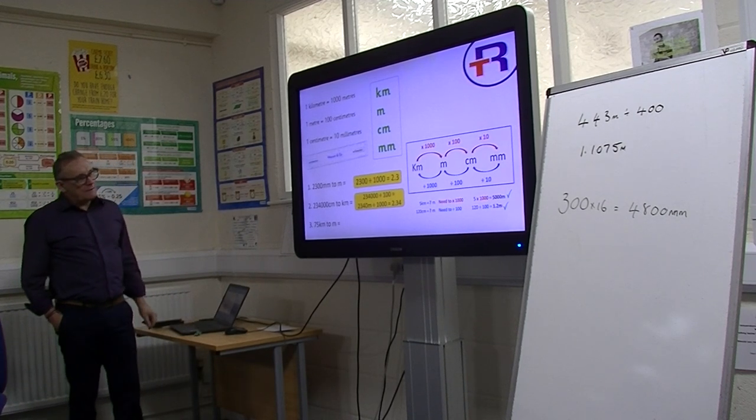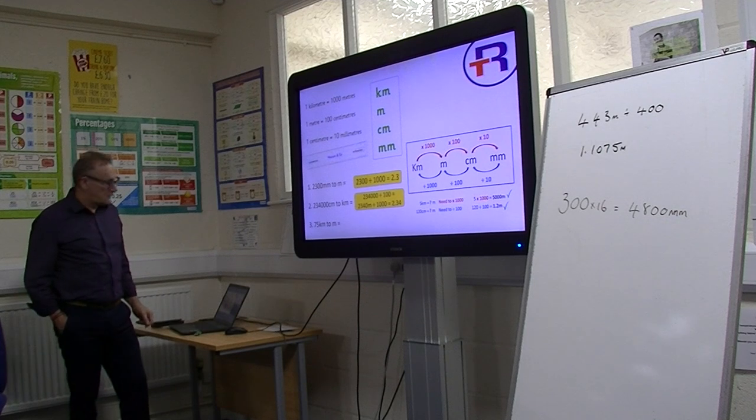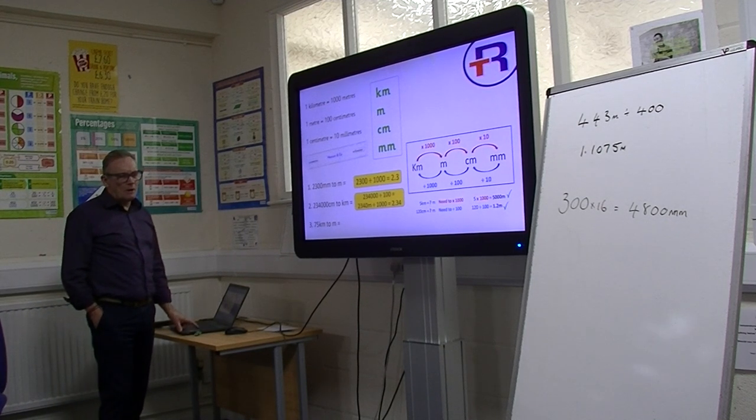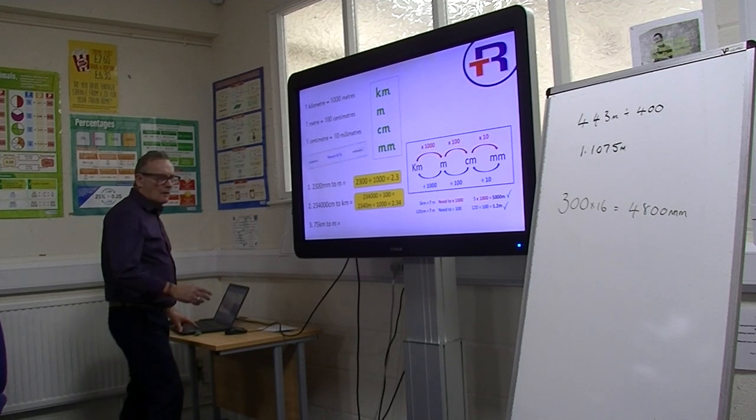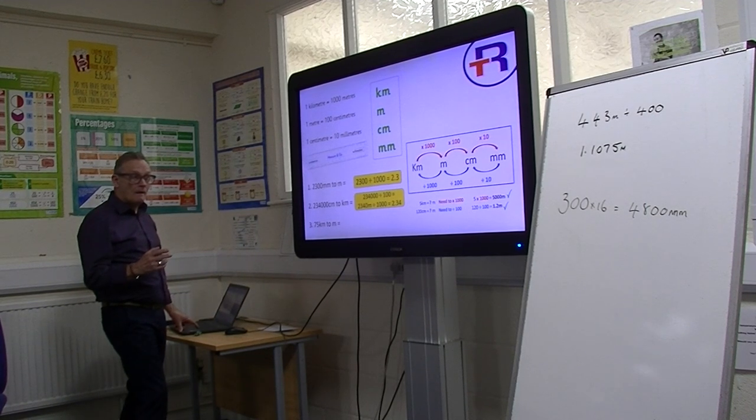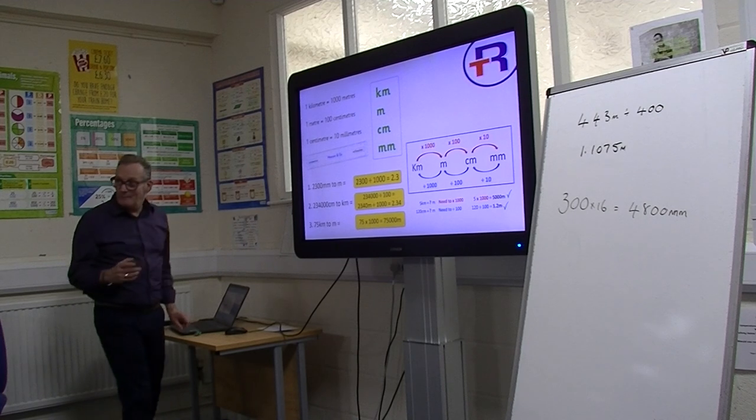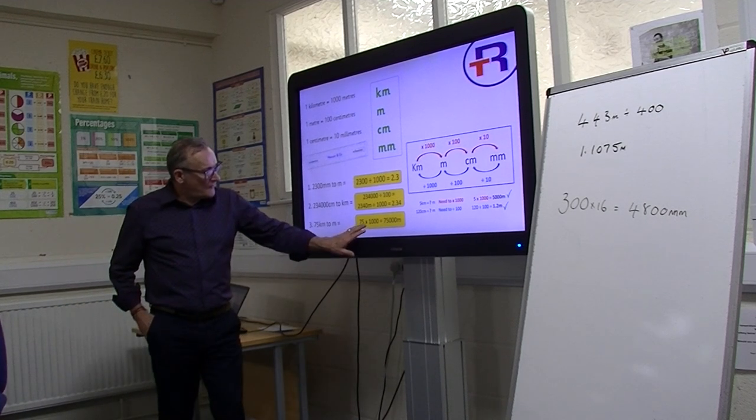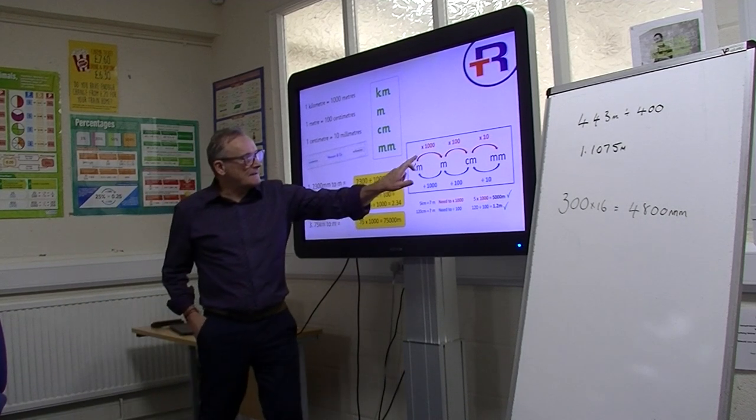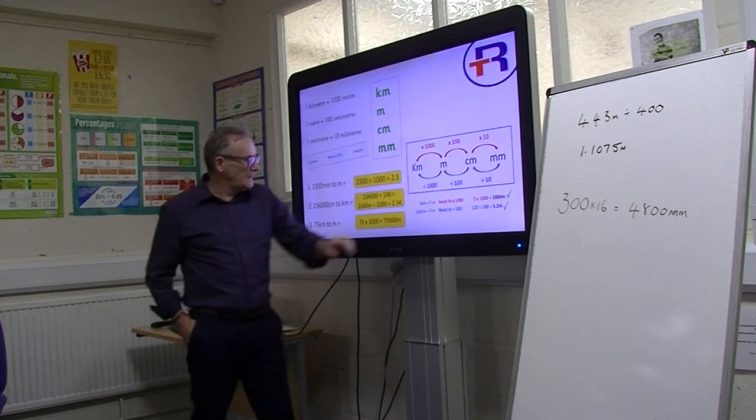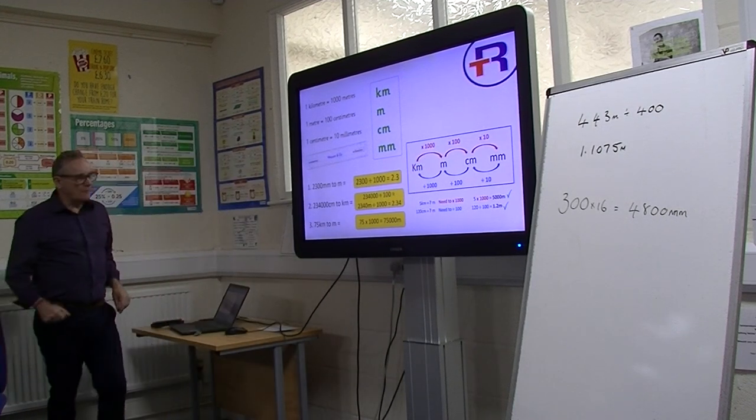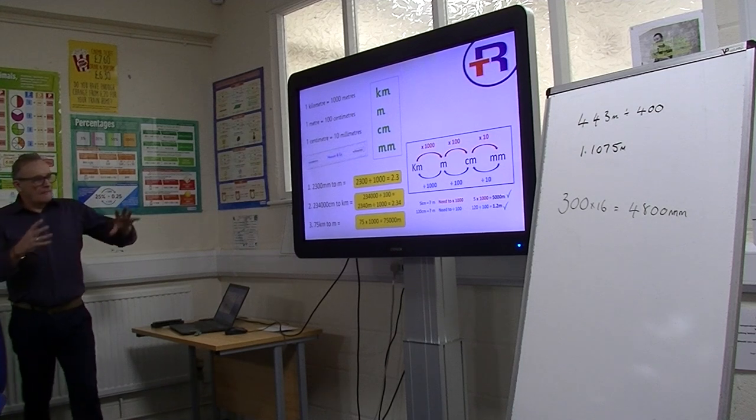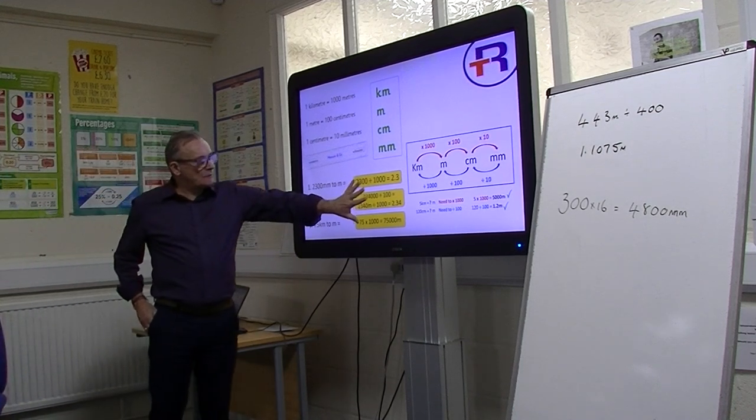75 kilometres to metres. What would we do with that number? What do you think? Times it. Yeah, we do. 75 times 1,000, because there it is in red. Yeah, there it is. Well done. So we need to understand that.